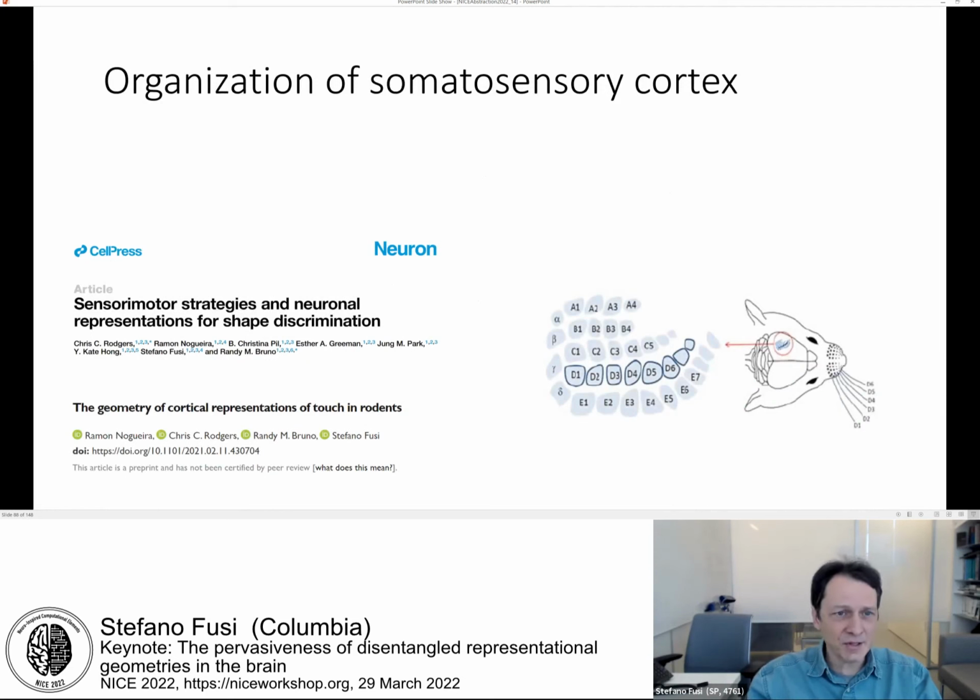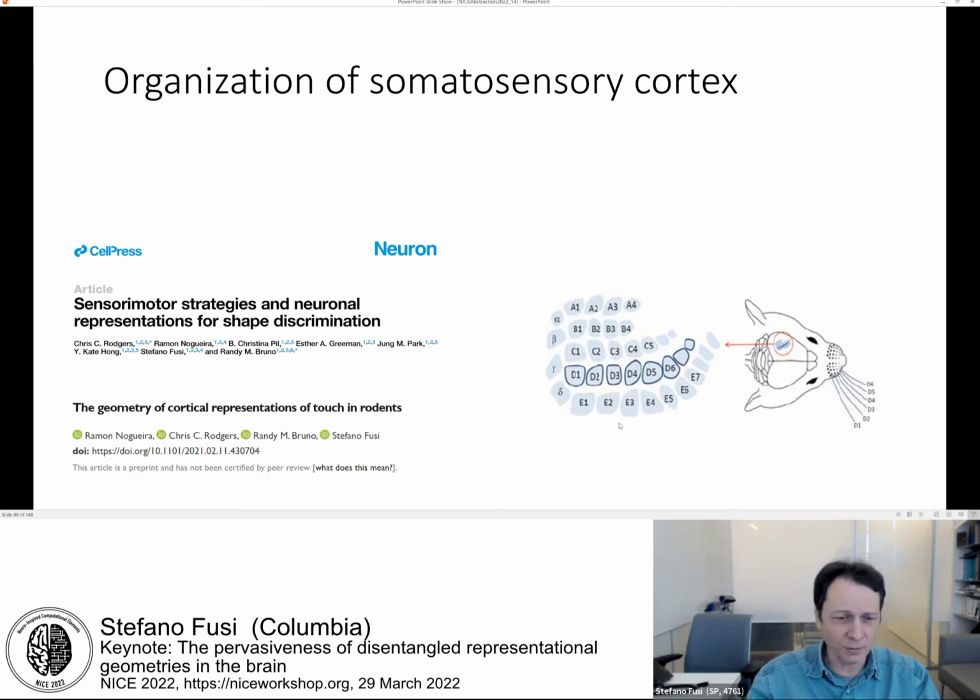Okay, so one last example that I can show you in the final 5 minutes is the following. I want to show you that this is not happening only in cognitive areas, but it's happening a lot also in sensory areas. I mean, we have seen an example in IT, in infratemporal cortex, which is basically one of the last stages of the visual system. But this happens also in primary sensory cortex. So in particular, this is again in rodents, and it's in somatosensory cortex.